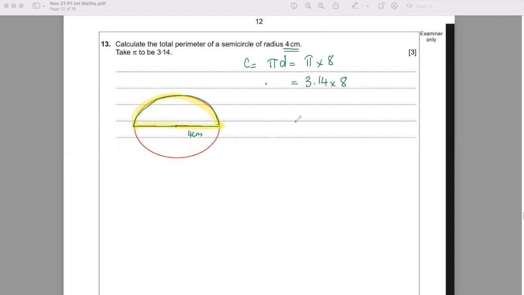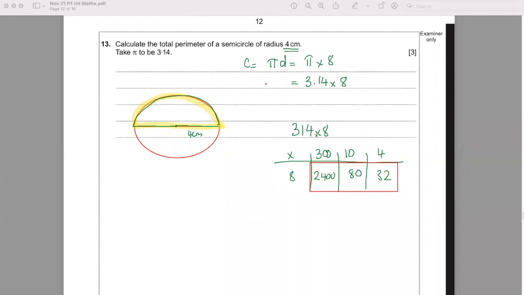To do this, I suggest you ignore the decimal first, and then you can just use the box method, okay? I find the box method is much easier than other methods, and my students really like it. So 300 times 8 will be 2,400. 10 times 8 is 80. 4 times 8 will be 32. And you're just going to add them all up. So that's 2,512. You count how many numbers after the decimal, 0.14, so 2, go back 1, 2, so that's 25.12.